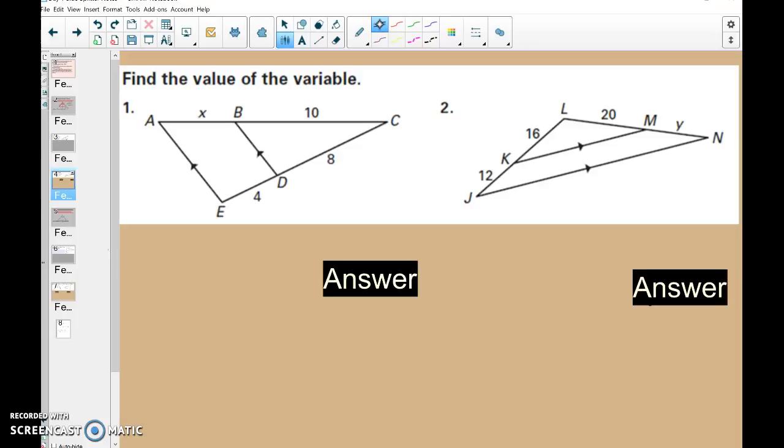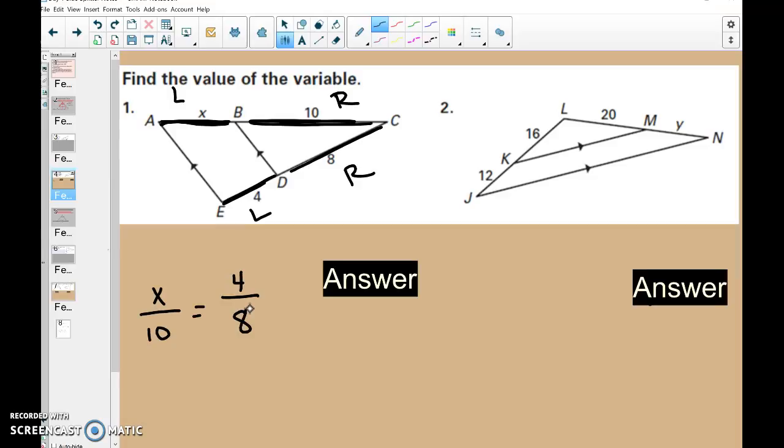All right. So the way I would set this up, I'm going to do left over right. So I'm going to do x over 10 for mine. And if I'm going to be consistent, I have to do left over right on the bottom. So mine's going to be x over 10 equals 4 over 8. And again, maybe you did x over 4 equals 10 over 8. That's okay as well. You're going to get the same answer we do, just a different route.